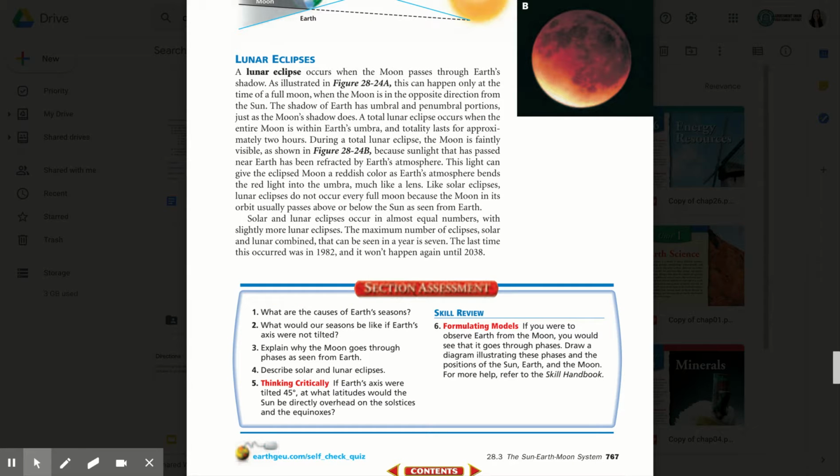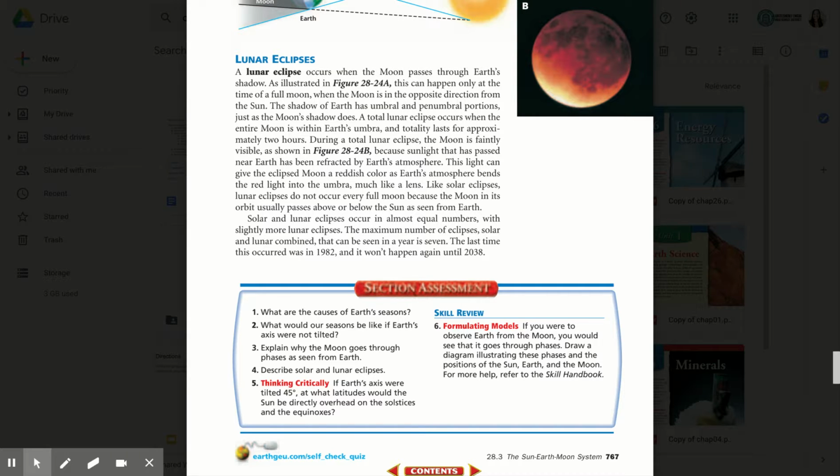A total lunar eclipse occurs when the entire moon is within Earth's umbra, and the totality lasts for approximately 2 hours. During a total lunar eclipse, the moon is faintly visible, as shown in Figure 28-24b, because sunlight that has passed near Earth has been refracted by Earth's atmosphere. This light can give the eclipsed moon a reddish color as Earth's atmosphere bends the light into the umbra, much like a lens.